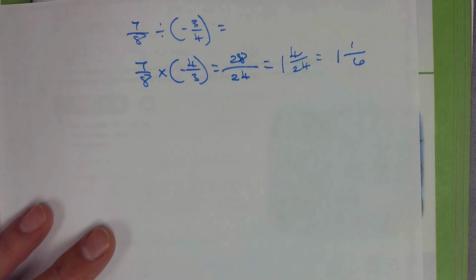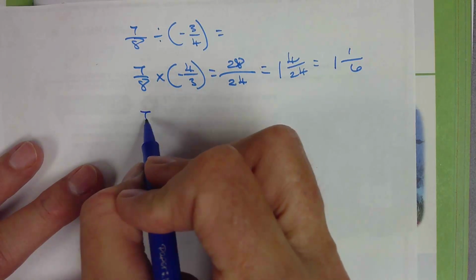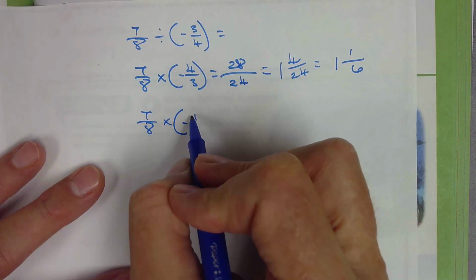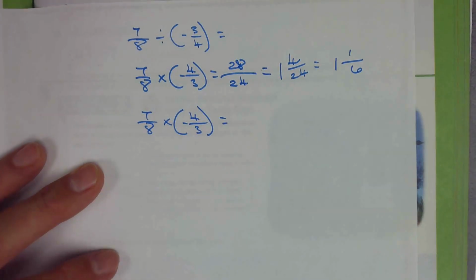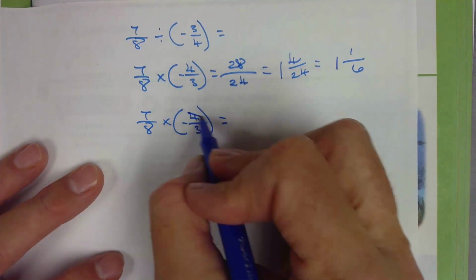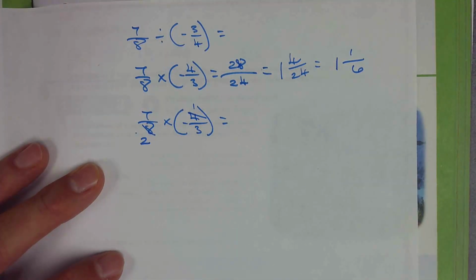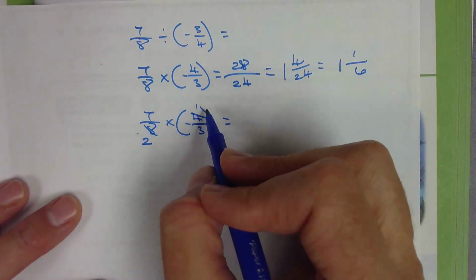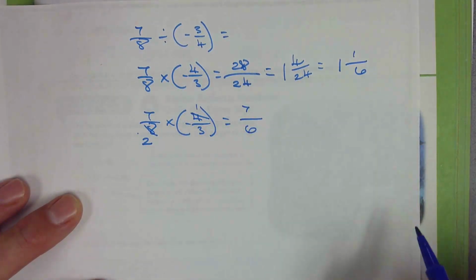Well, now let's do it the way Mr. Moore recognized it would make it easier. 7/8 times a negative 4/3. Okay. And he pointed out I could cross cancel. 4 goes into 4 once, 4 goes into 8 twice. Can't do anything with a 7 and 3. Now I just multiply straight across. 7 times 1 is 7. 2 times 3 is 6.